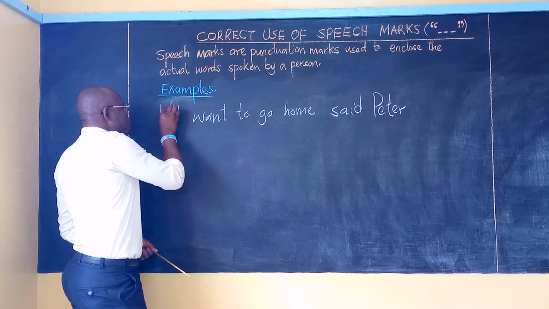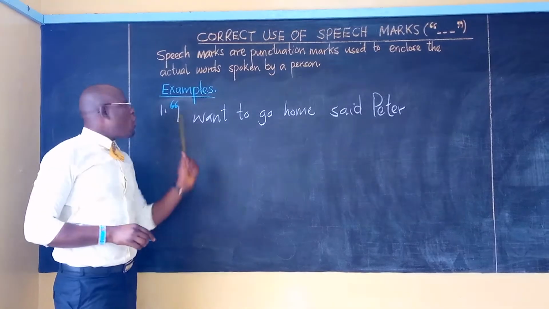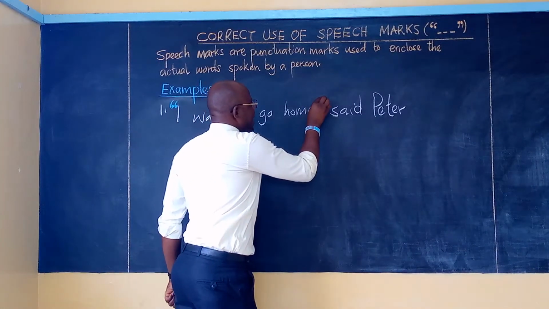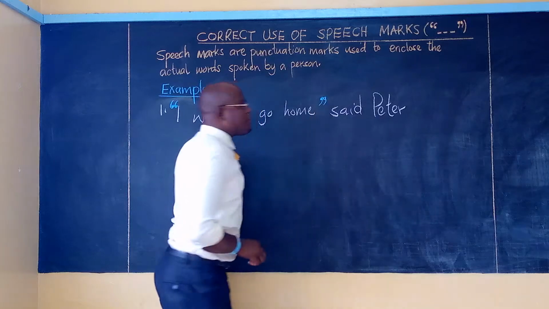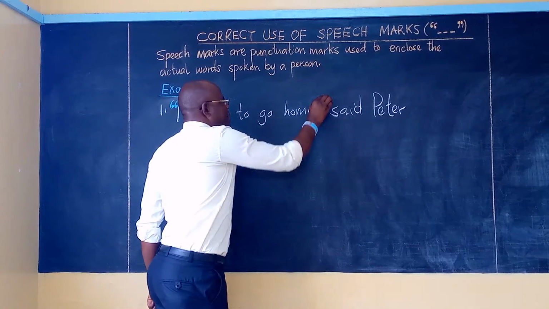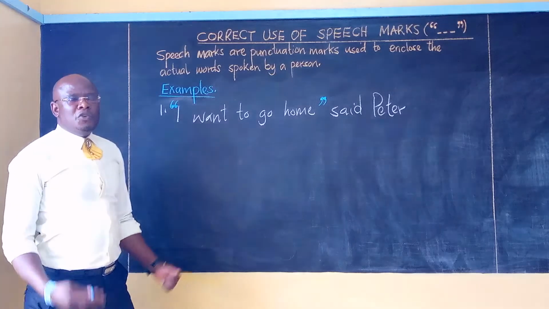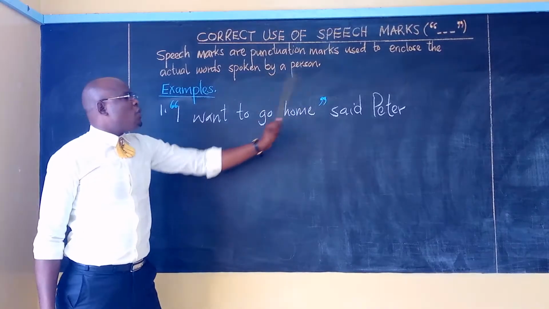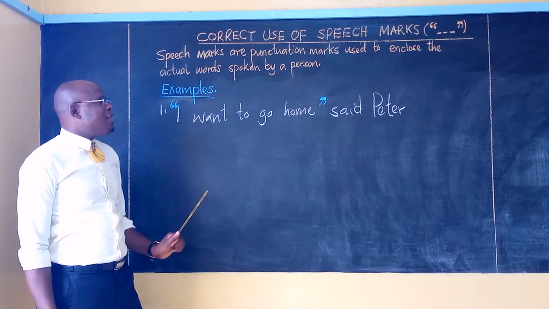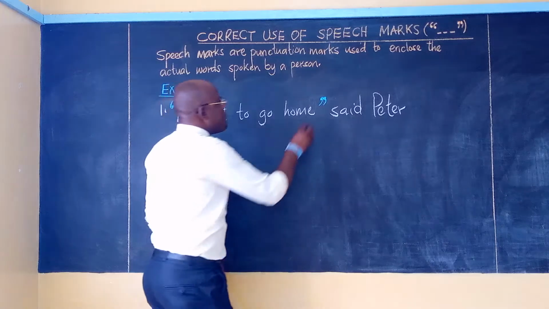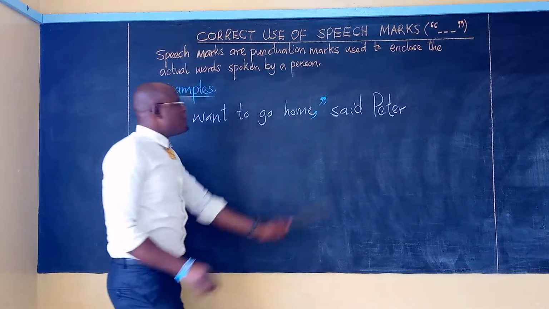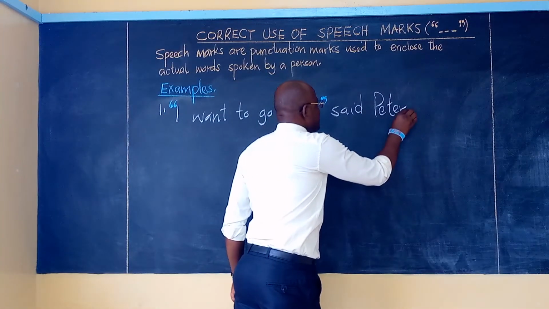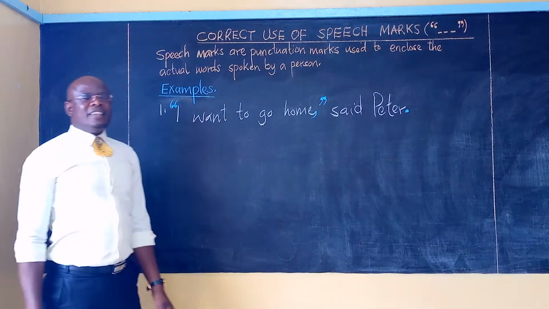I'll start by putting this punctuation mark, we call it opening speech marks. And then I close here, after I want to go home. Closing speech marks. And remember, like I said, you must bring in the other punctuation marks. So with this and that only, the sentence is still not complete. I will have to put my comma here before the closing speech mark. Then I'll put my full stop there. That's when this sentence is complete.